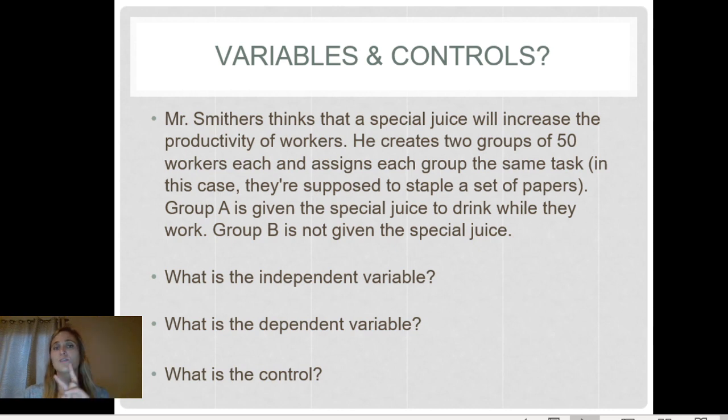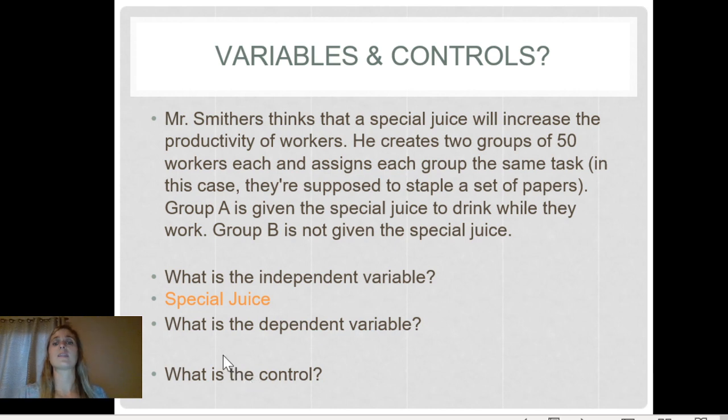Okay, so I'll give you like 2 seconds. What is the independent variable in this case? What is changed? 3, 2, 1. In this case, the independent variable is the special juice. So the thing that is being done in the experiment, being given, is the juice.